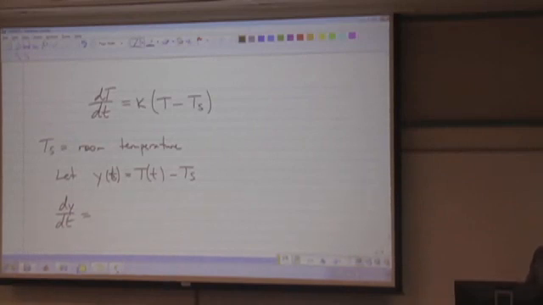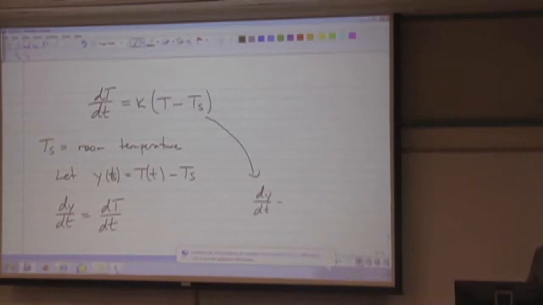It'll still equal dT over dt, right? Since Ts is a constant. Does that make sense? Moreover, my original equation will just become dy over dt equals k times y, which I know how to solve because I solved it. Is this making sense? So it looks exactly the same as before.